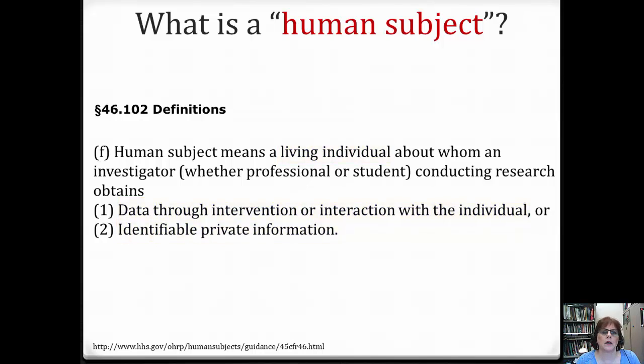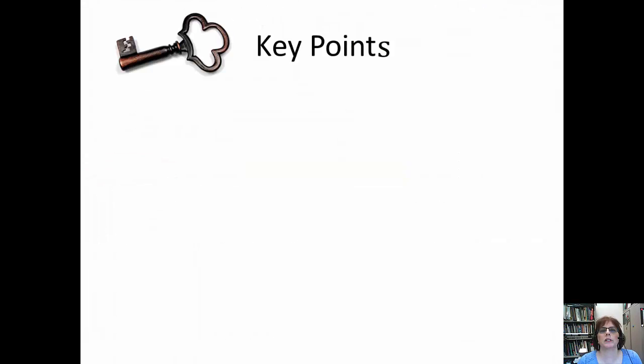Note two points. First, the data do not have to be collected directly from the living individual, but can be gathered about the individual with or without the individual's consent. And second, the researcher or investigator includes both professionals and students. Now let's turn to the key points relating to ethics in research using human subjects.